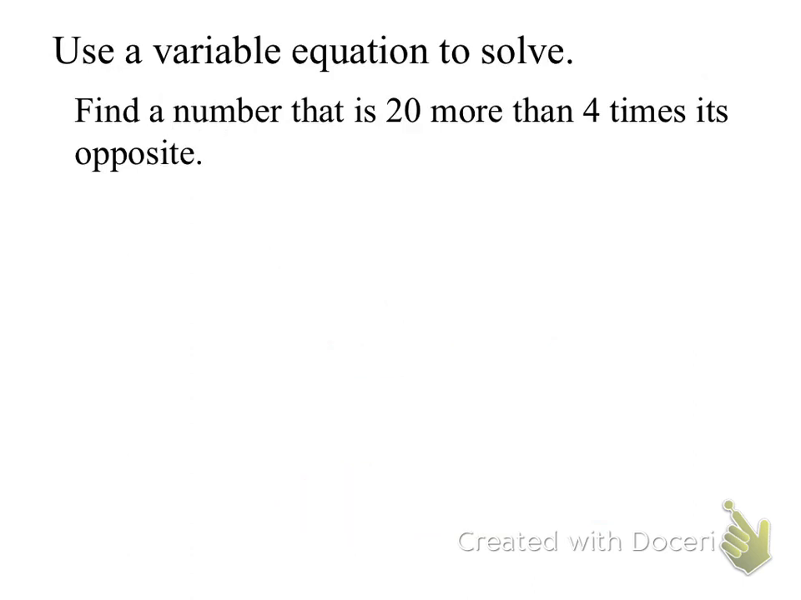I'm going to go through this really quickly. Find a number that is 20 more than 4 times its opposite. What is our unknown? What are we calling x? X stands for what? No, it stands for the number. That's unidentified, that we don't know what it is. So find a number. Here it is. The number is 20 more than 4 times its opposite.